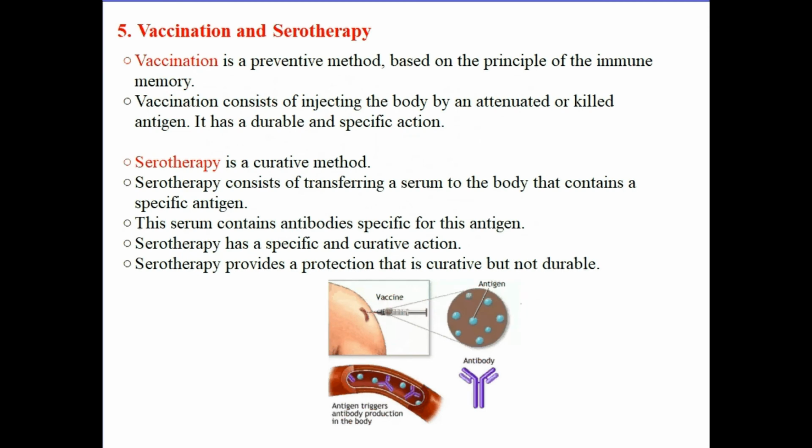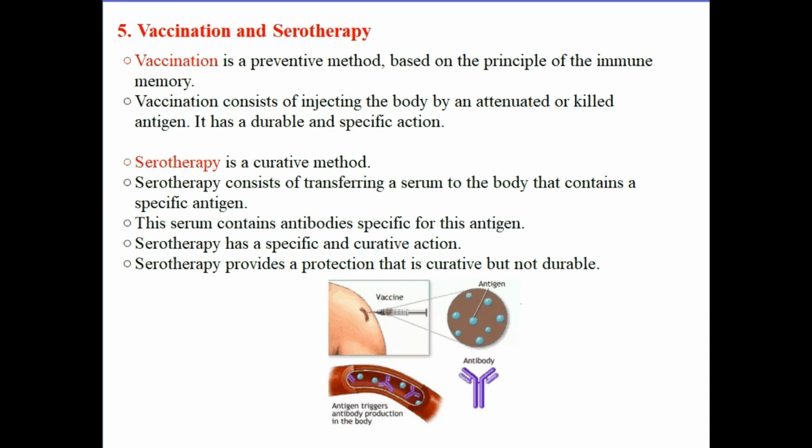Vaccination and serotherapy. Vaccination is a preventive method based on the principle of the immune memory. Vaccination consists of injecting the body with an attenuated or killed antigen. It has a durable and specific action. Serotherapy is a curative method. It consists of transferring a serum to the body that contains a specific antigen. This serum contains antibodies specific for this antigen. Serotherapy has a specific and curative action. It provides a protection that is curative but not durable.